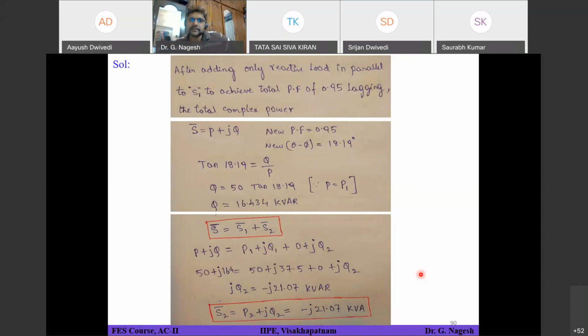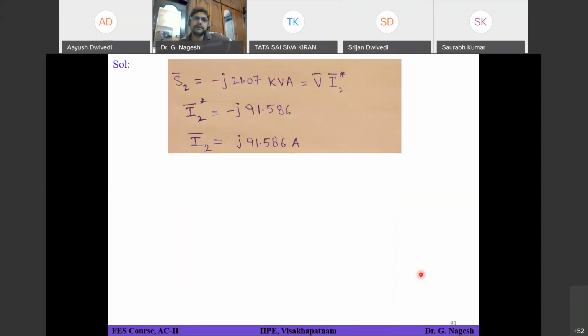Okay, so we'll see that now. S2 is minus j 21.07 kVA, which is nothing but V into I2 conjugate. V is equal to V1 is equal to V2. So I2 conjugate you are going to get minus j 91.586, and I2 will be plus j 91.586. Since you know the voltage, you can find the Z value. Z2 is equal to voltage phasor divided by this current phasor.